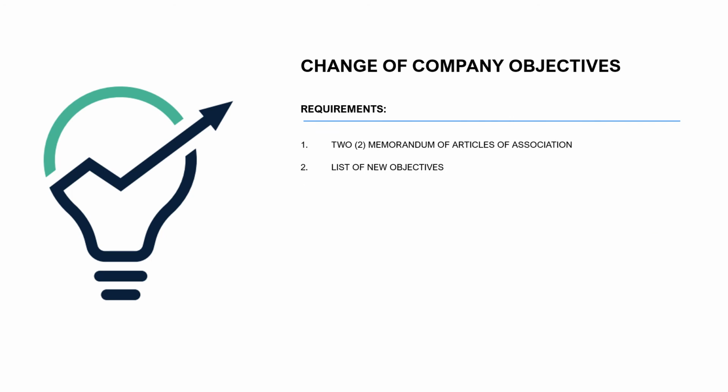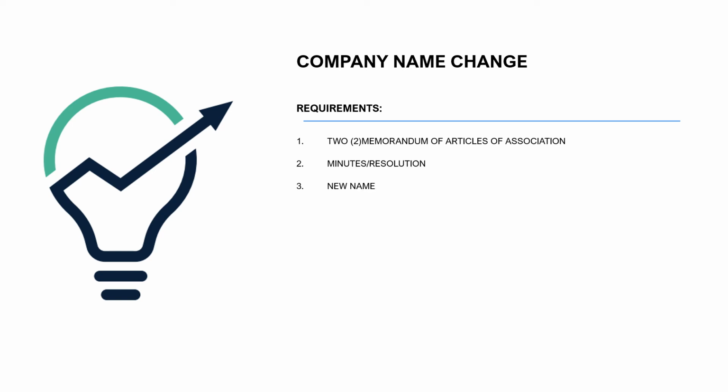For a change of the company's objectives, you have to list the new objectives and also produce the 2 original memorandum of articles. When changing the company name, you have to produce the new name for the company, the minutes or resolution which is signed by the existing directors, and also produce the 2 memorandum of articles.